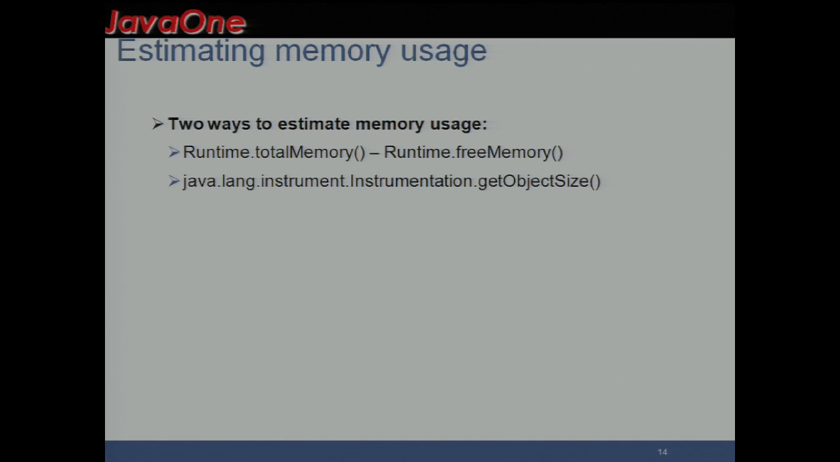So there's two basic ways that you can estimate the memory usage of your objects. I'm sure there's other ways, but these are the two most widely used ways. The first is using the runtime package, total memory and free memory methods. And the second is using the instrumentation package that the JVM provides. So we're going to talk about each of those in turn.